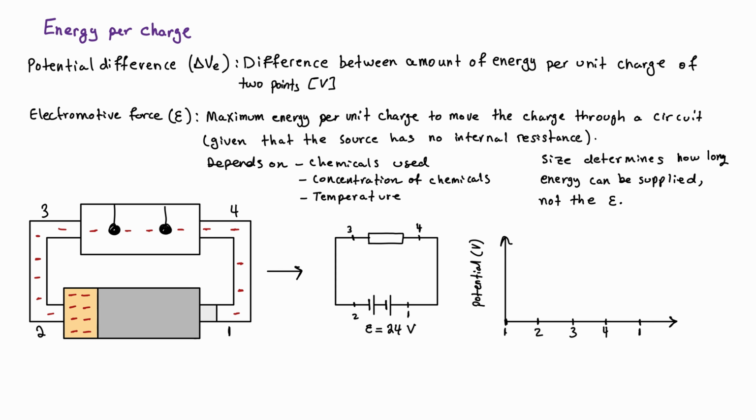We'll talk about the detail of that in a second, but I also want to talk about a term called electromotive force here, which is a little bit confusing, but it's not about the force, it's actually about energy per unit charge. Electromotive force, typically shown with the letter epsilon, is the maximum energy per unit charge to move the charge through a circuit. And here we're assuming that there's actually no internal resistance in the battery. In reality, there is some. But if there's no internal resistance here, the maximum amount of energy per unit charge required to move the charges through the circuit, we call that EMF.